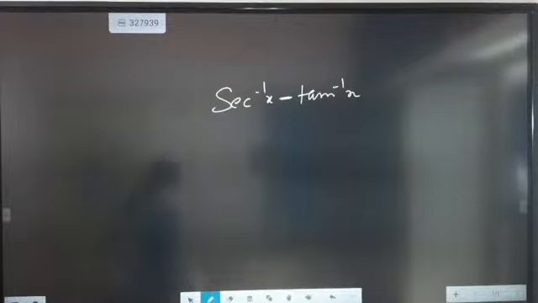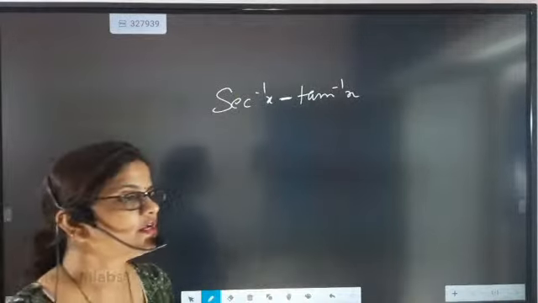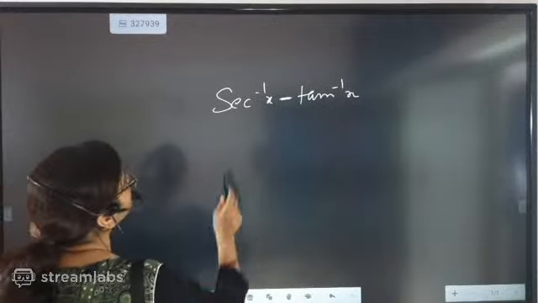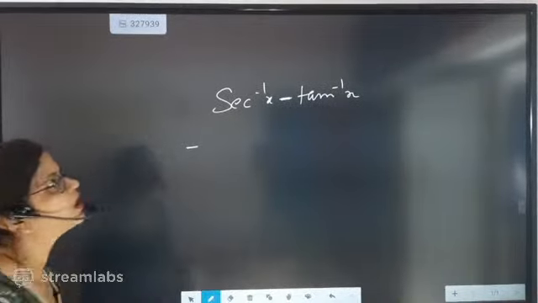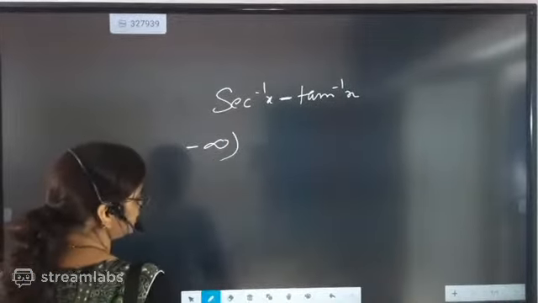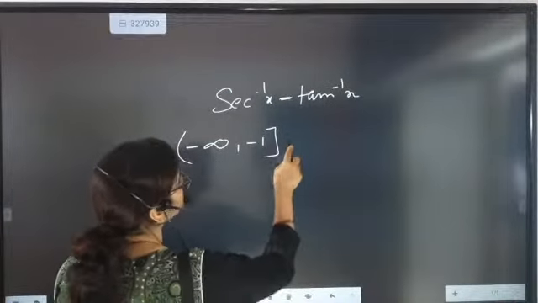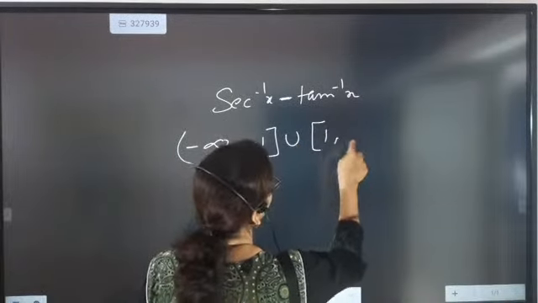Today it is very difficult to give ranks. Secant inverse x and tan inverse x, beta. Secant inverse x, definitely you know its interval lies between. We have to check for its principal. Secant inverse x domain will be lying between minus infinity to minus 1 union 1 to infinity.